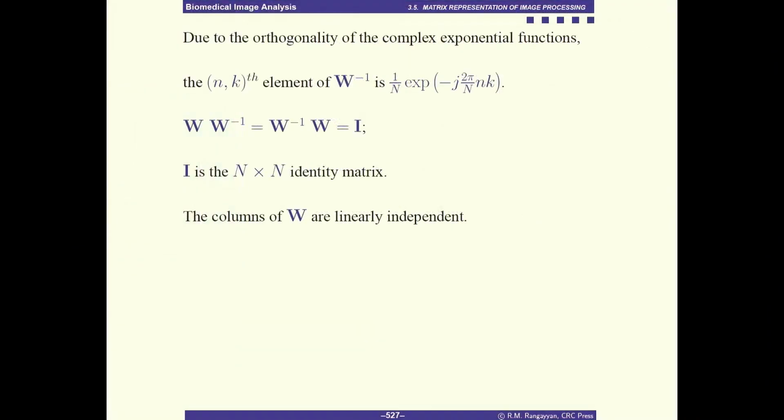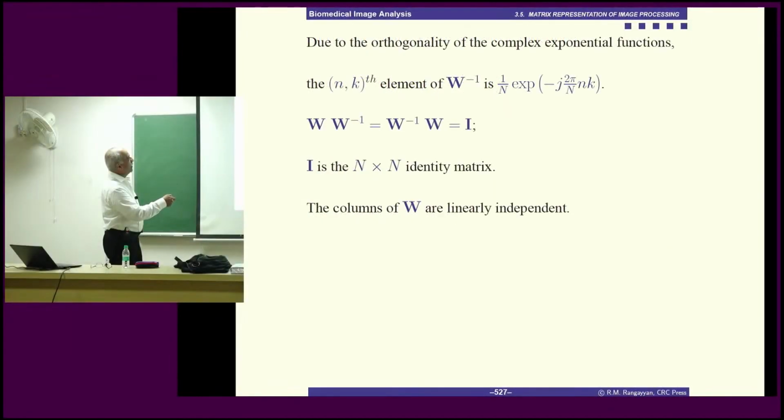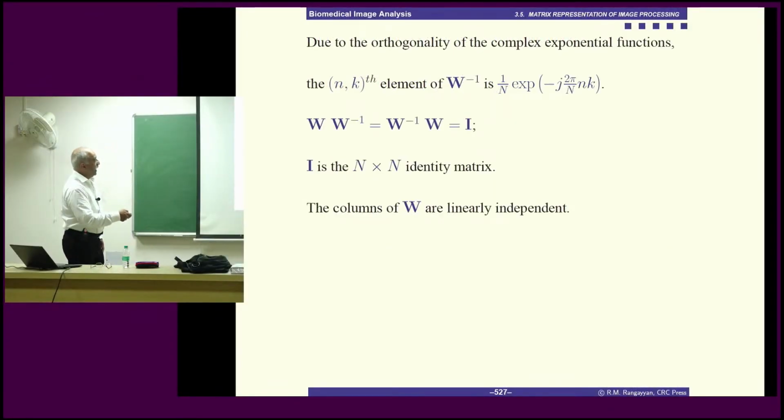So there is the property of orthogonality. W inverse is 1 over n exponential minus j2 pi, that kernel function. W inverse W is I, the identity matrix. And the columns of W are linearly independent, so they form this transformation.